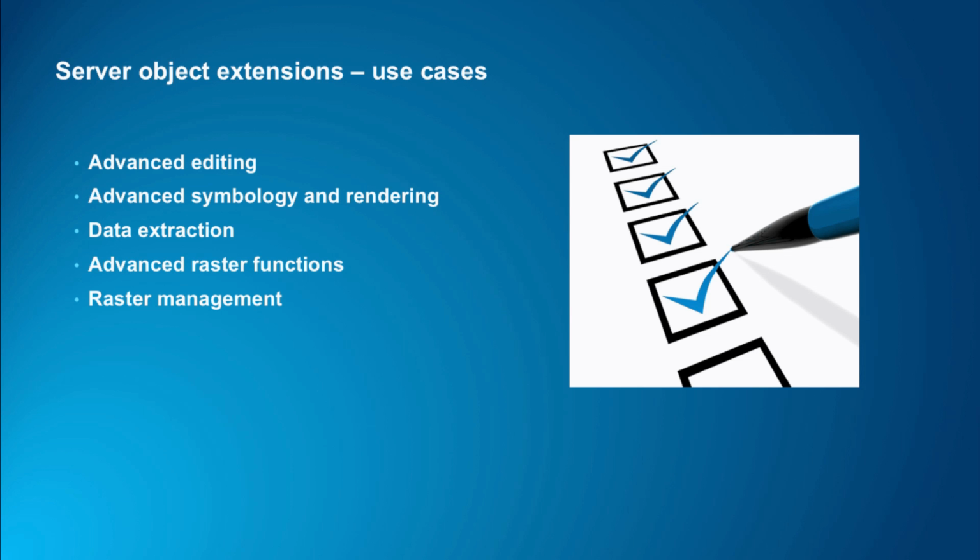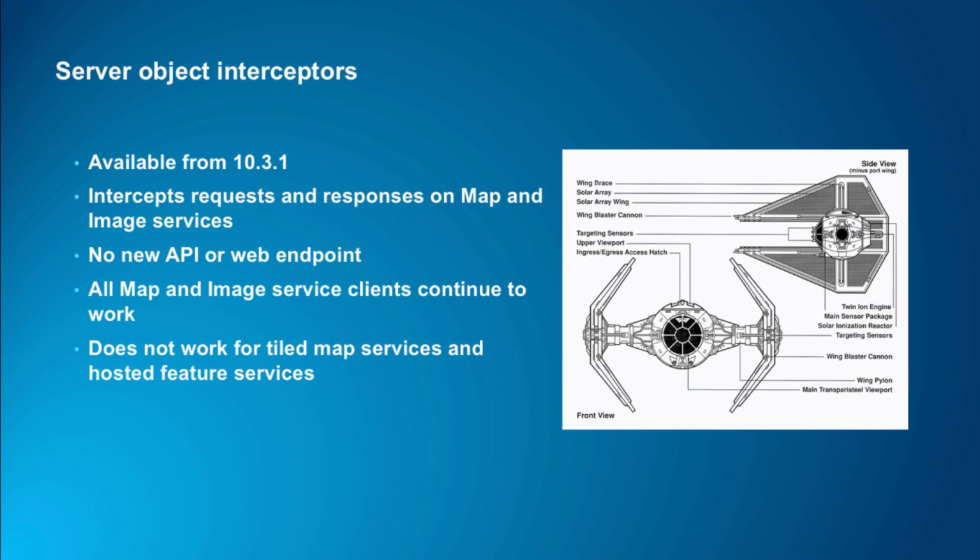The next bucket of extensibility or extension points is server object interceptors. And this is where we are going to spend a majority of our time today. They were first introduced at 10.3.1, and their purpose in life is to intercept the request and the response that arrive at map and image services.